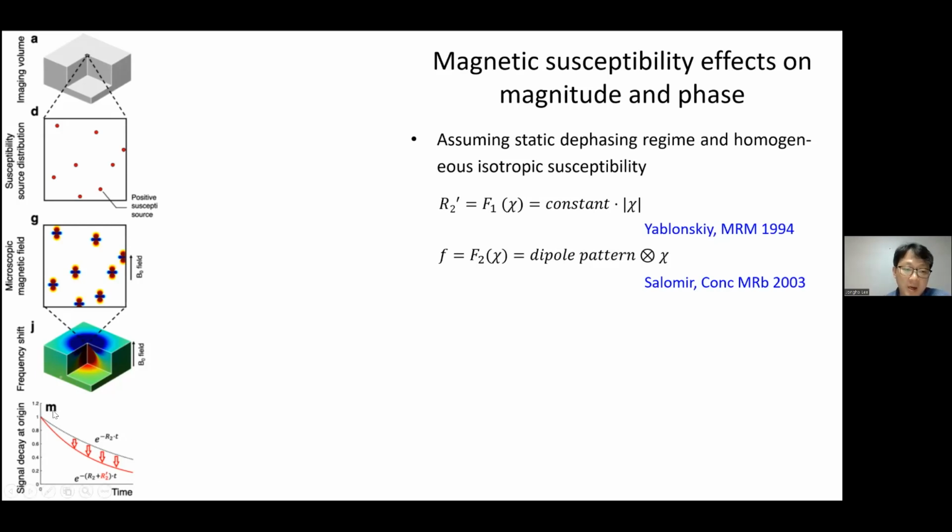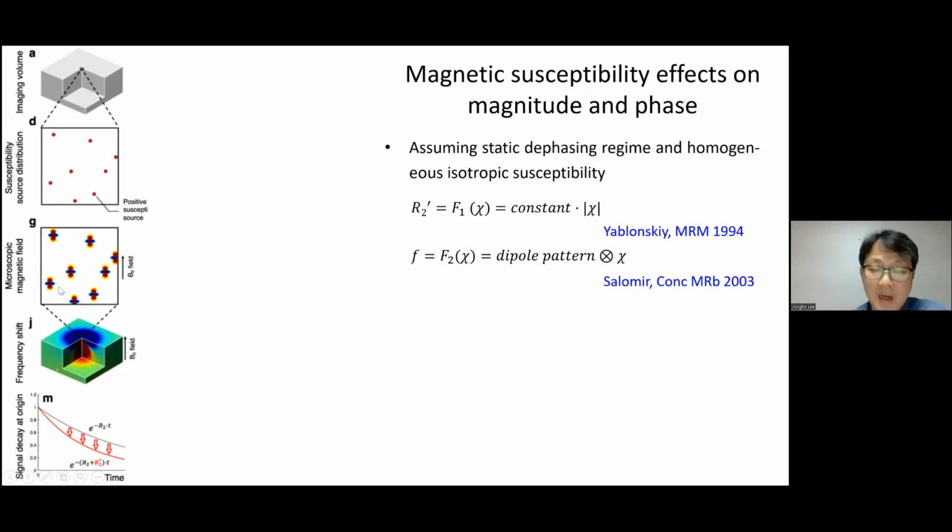When it comes to the T2 star decay, because of this microscopic field perturbation, now you have not only T2 or R2, you also have this R2 prime that creates additional, accelerated decay. That's what we call T2 star. It's the combination of the T2 and T2 prime. So here we have the two equations that we already know from the previous literature.